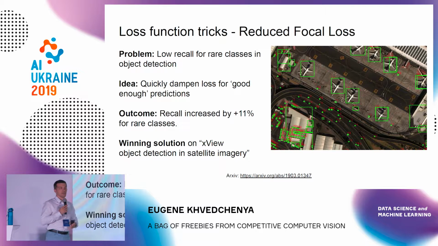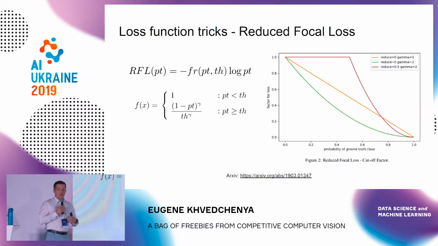So the next improvement to the focal loss is the reduced focal loss. It's not a very well known loss function, but essentially it helped a team win the xView object detection challenge. And as a result, they wrote a paper where they described this approach. So reduced focal loss aims to solve the problem of low recall for the rare classes. And it works like the classical focal loss, but first, it doesn't introduce any penalty for the loss.